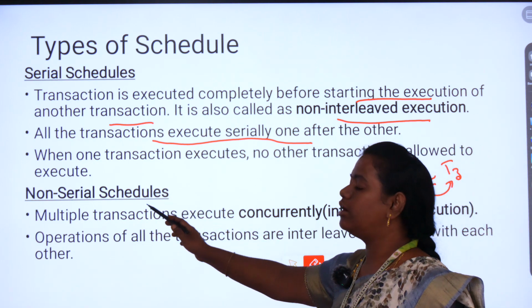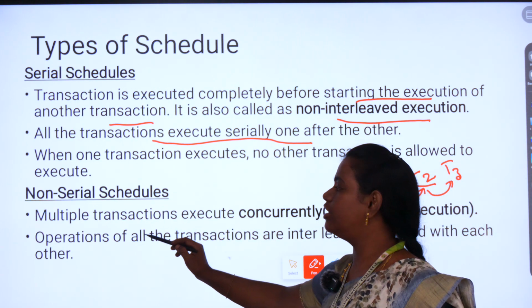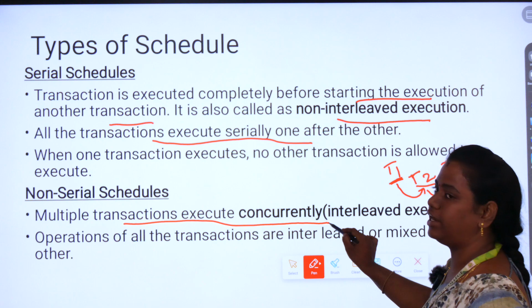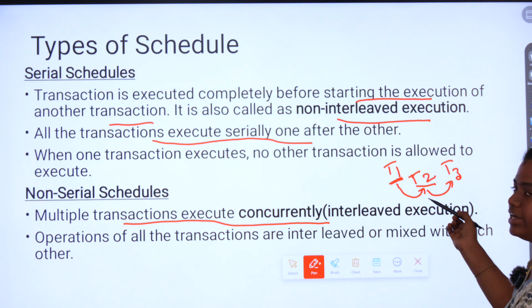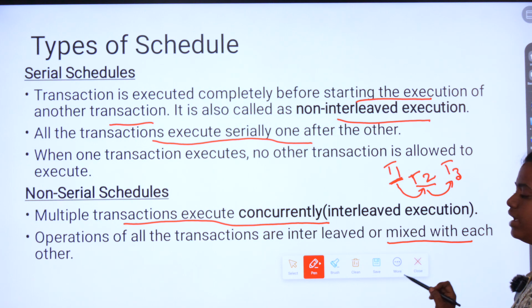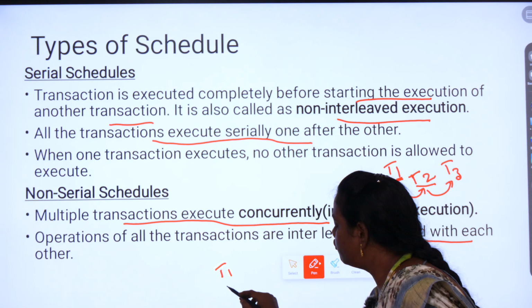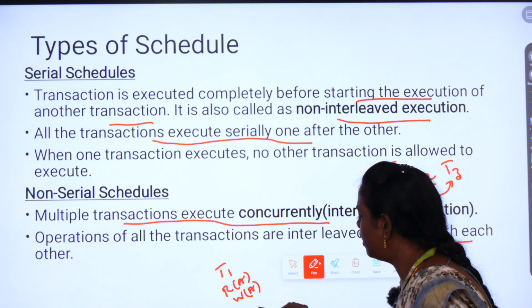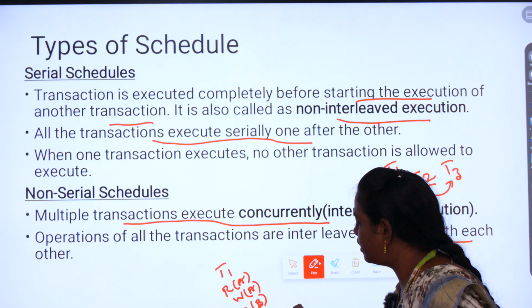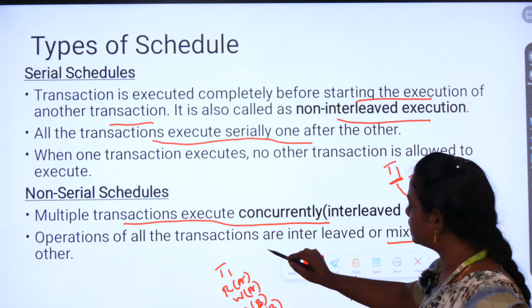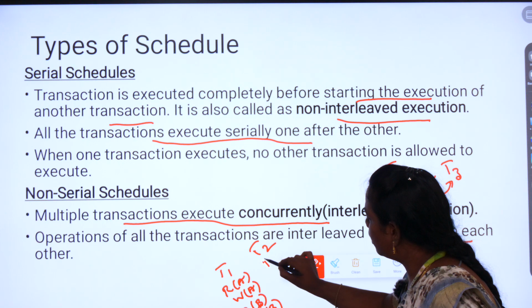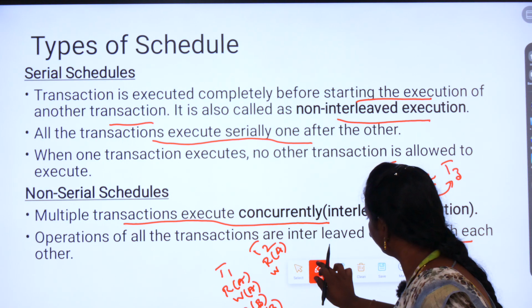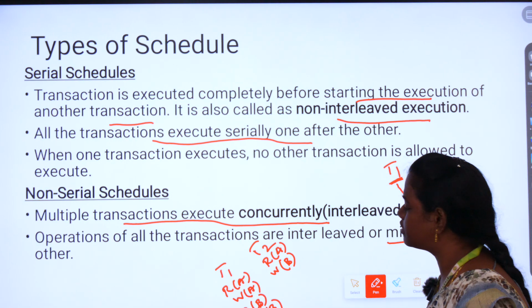And then next comes the non-serial schedule. In a non-serial schedule, we focus on multiple transactions. Here multiple transactions execute concurrently. We execute each and every transaction in a mixed manner. Consider T1 has 4 operations: read of A and then write of A, and then again read of B and then write of B. Likewise, transaction 2 has a read of A and then a write of B.